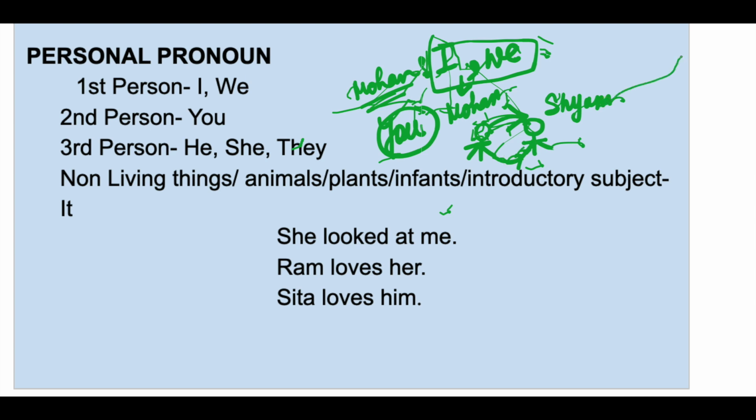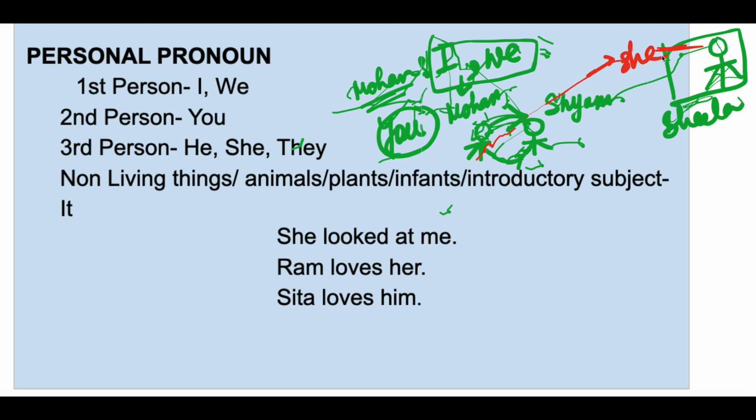Now Mohan and Shyam both are discussing about someone else. So suppose her name is Sheila. Okay, now this person Sheila is not present in the conversation. She is not present during the conversation. She is not present at the scene. So this person becomes third person. So Mohan and Shyam will refer to Sheila as she. Okay, so she, he and they, these are third persons. Okay, why? Because they are not present during the conversation. So first person is I, we, second person you, and third person he, she and they.